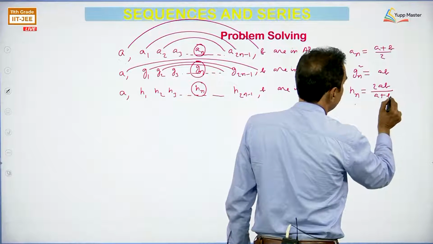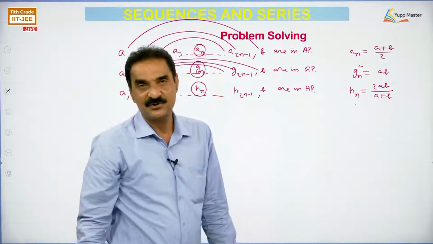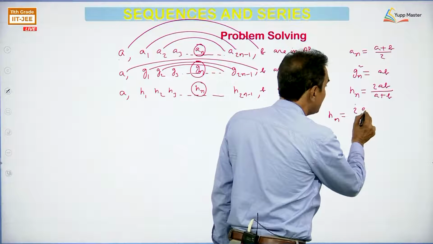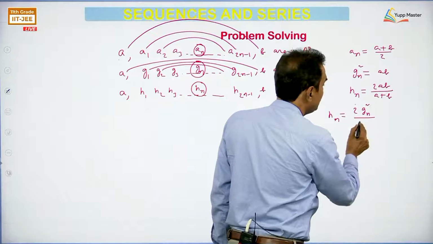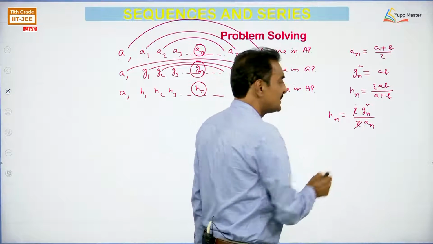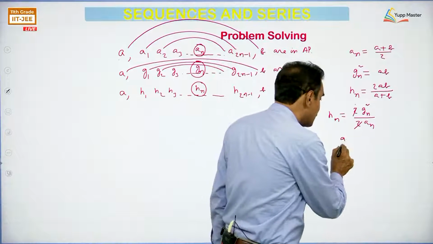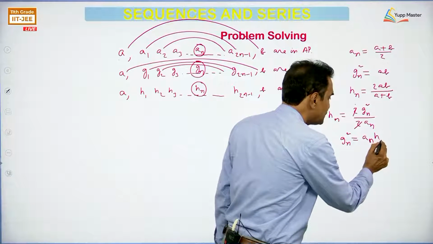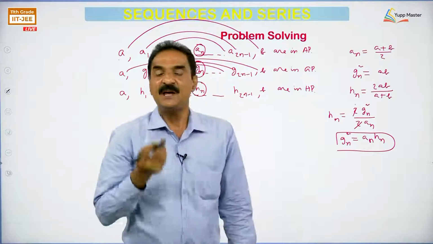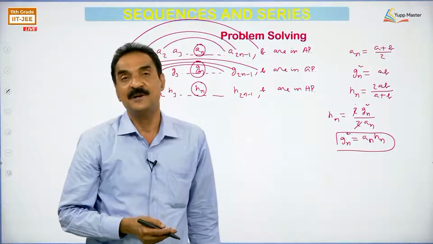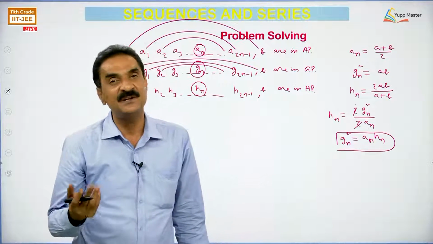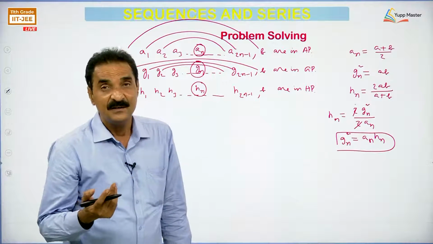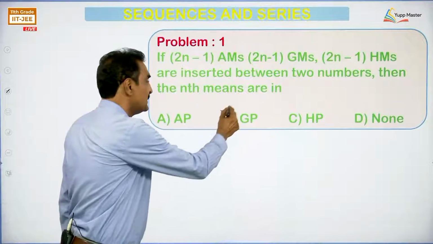All of you know this formula. Then these three are in which progression? That is the question. Hn is equal to 2 into AB, which can be written as Gn square, and A plus B can be written as 2An. 2 cancels. We will get Gn square is equal to An into Hn. So An, Gn, Hn are in geometric progression. If B square is equal to AC, we know that A, B, C are in GP. So if Gn square is equal to An into Hn, then An, Gn, Hn are in geometric progression. So the correct answer is the second option.